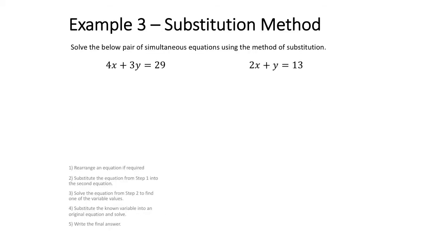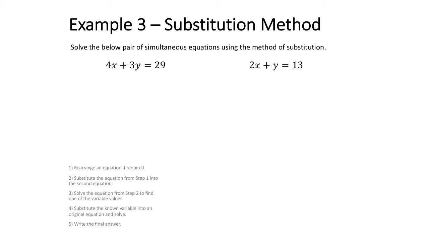So in the example, we want to solve the set of equations simultaneously to work out their point of intersection. And the equations are 4x plus 3y is equal to 29 and 2x plus y is equal to 13. Now our first step is to check to see whether we have an equation that has a variable as the subject, and if not, rearrange one of the equations.